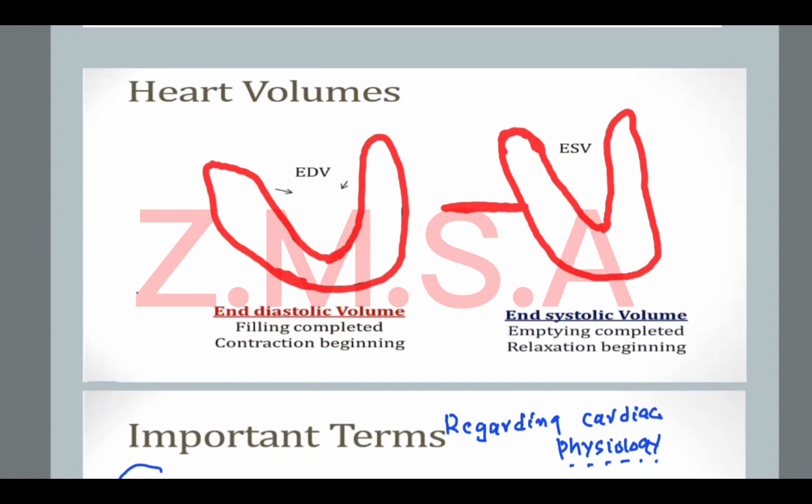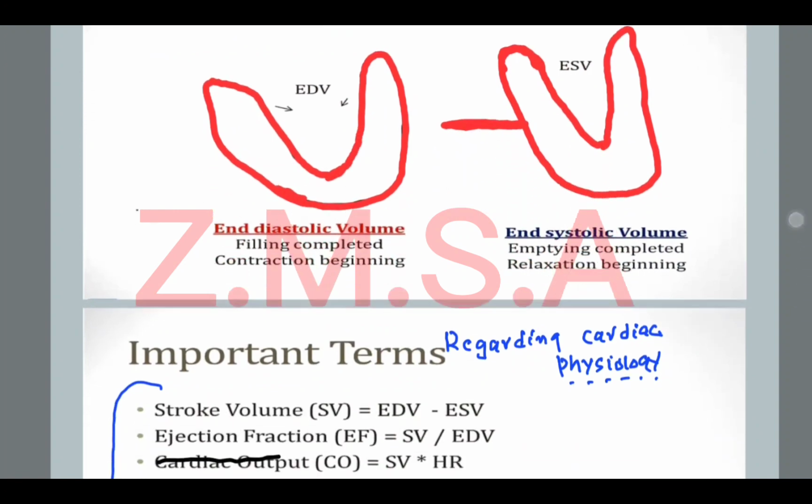Here are the two important heart volumes regarding cardiac physiology. One is the end diastolic volume and the second one is the end systolic volume. End diastolic volume is the volume of blood in the ventricle at the end of diastole, and end diastolic volume is also known as preload. Here are only two words to remember: filling completed, that is, filling of the ventricles completed and contraction beginning.